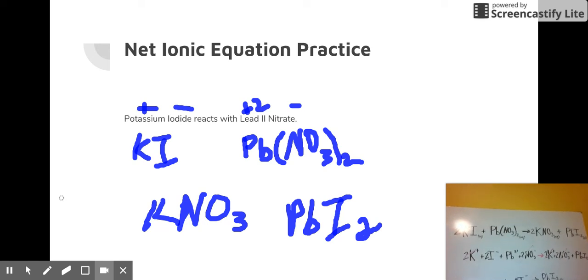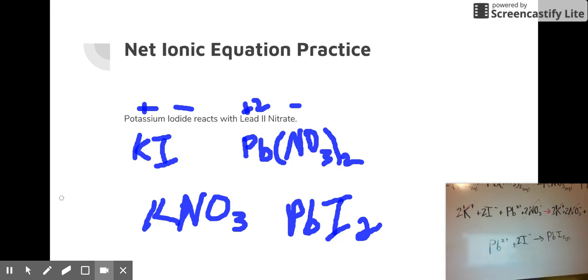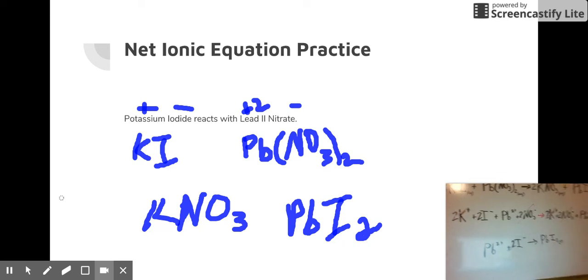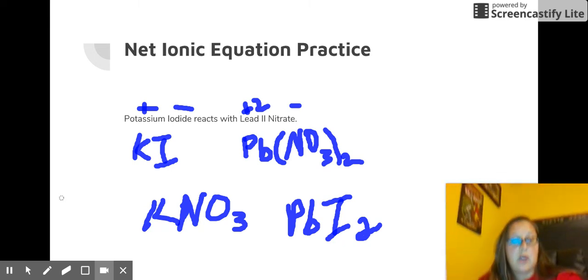Since we've crossed out our spectators, we then get to move on to our net ionic equation. So our net ionic equation for this one is Pb2 plus plus 2I minus, bringing it down, you see the things we don't cross out, yields PbI2. And we write a little s there to denote that that is our solid, that is our precipitate. So this is the process that we go through whenever we are writing net ionic equations.